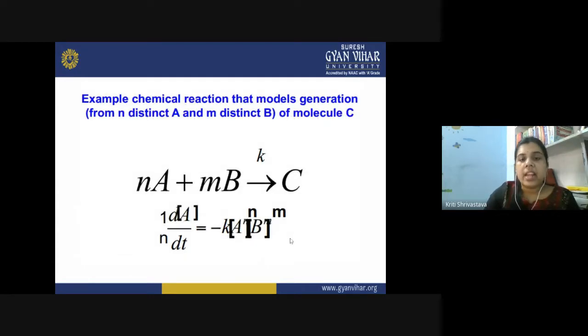Then again take another example. So here we have nA plus mB is equal to cK. You know that you have to include these stoichiometric values in the equation. So how would you write it? If you're taking it in terms of A, then you will write 1 upon n dA upon dt, and because this is a reactant, it would be minus K A raised to power n and B raised to power m. So that is how you write the rate law for this type of reaction.